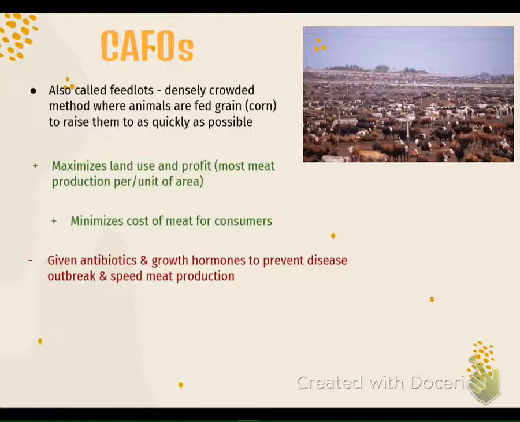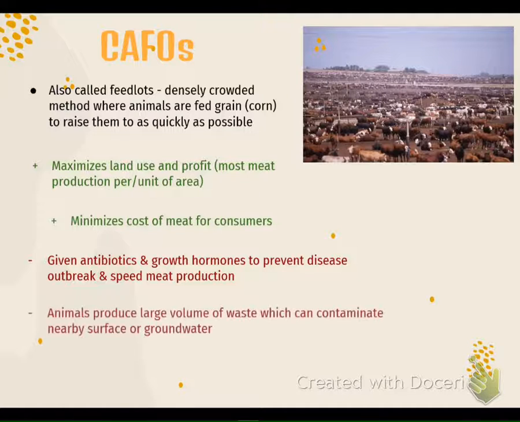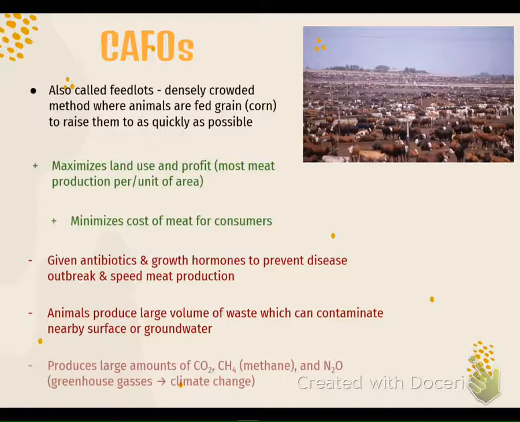However, because they give huge amounts of antibiotics and growth hormones to prevent disease outbreaks and speed meat production, that can cause problems later. The animals produce huge volumes of waste, which, if there's flooding, can contaminate nearby water or soak down into the groundwater. It releases huge amounts of CO2, methane, and nitrous oxides, and it smells really bad. The first three, CO2, methane, and N2O, are greenhouse gases and lead to climate change.